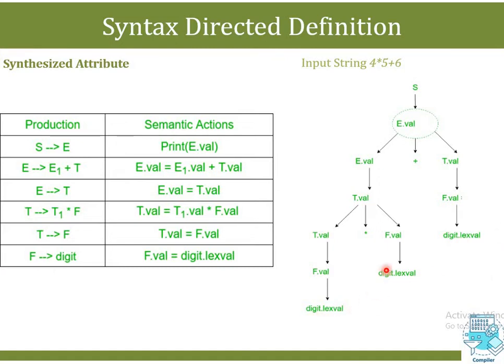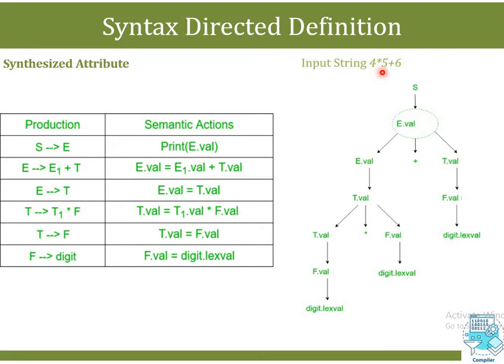Now this parse tree is matching with the input string 4 star 5 plus 6, right? So here for this digit we'll be having 4 star, again here 5 plus 6. So we will be coming to a conclusion that this input string is in correct format. Okay, fine, that's well and good.